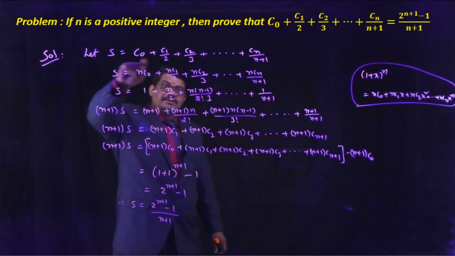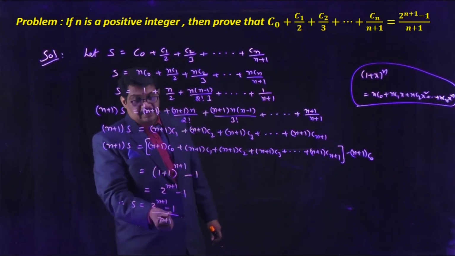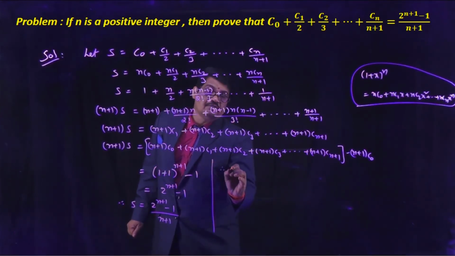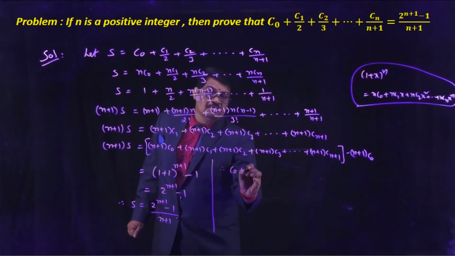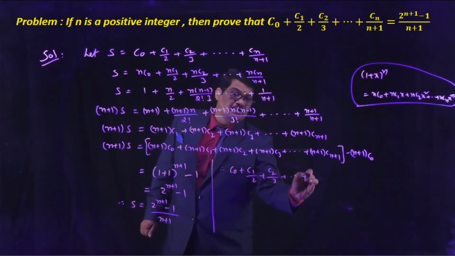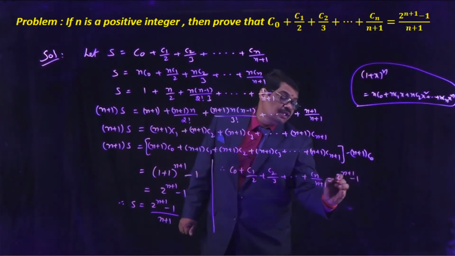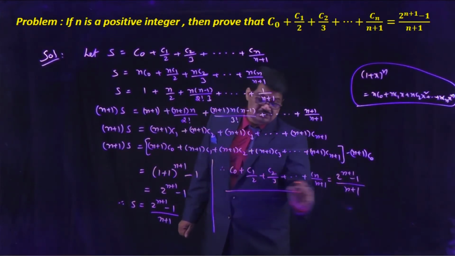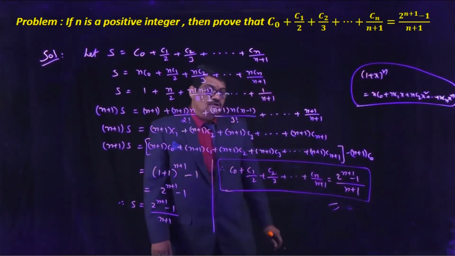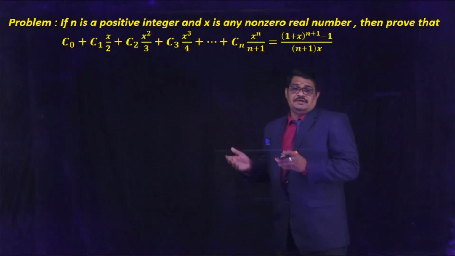What is s? S is the LHS of our proving result, and we are getting the RHS is 2 to the power of n plus 1 minus 1 by n plus 1. Hence the proving result is C0 plus C1 by 2 plus C2 by 3 and so on, Cn by n plus 1 is equal to 2 to the power of n plus 1 minus 1 by n plus 1. So this is the result. See another problem.